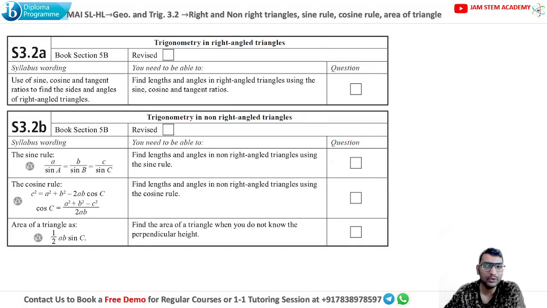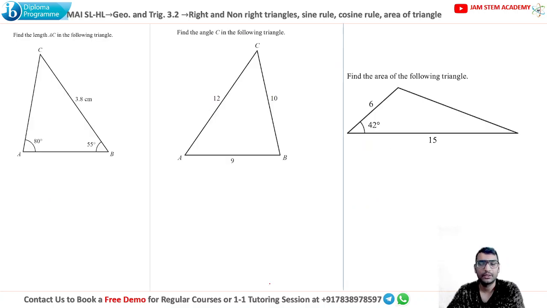Okay, so now you know how to find the angles and the side lengths in a right angle triangle, and the Pythagoras theorem is also important here. Second, when the triangle is a non right angle triangle, we use the sine rule, cosine rule, and area of triangle. So here's a homework question for you.